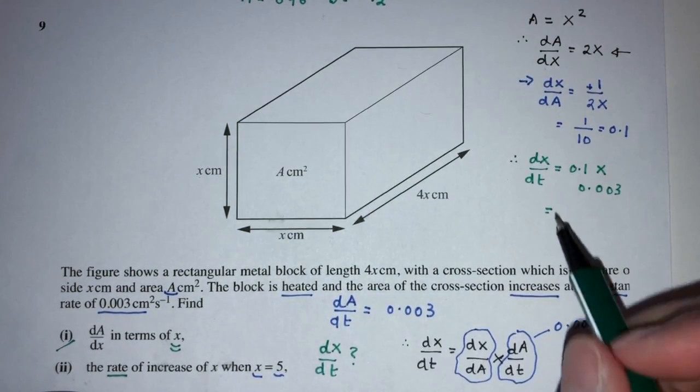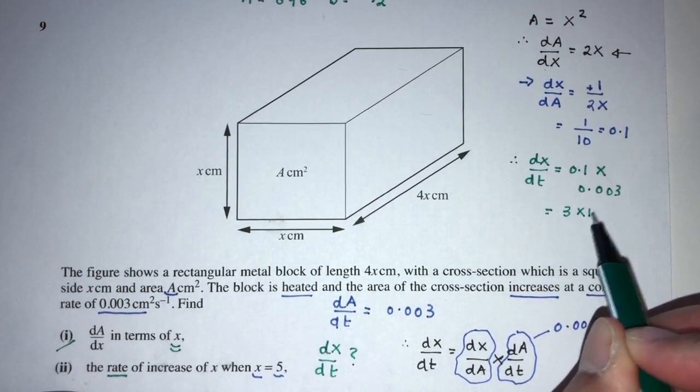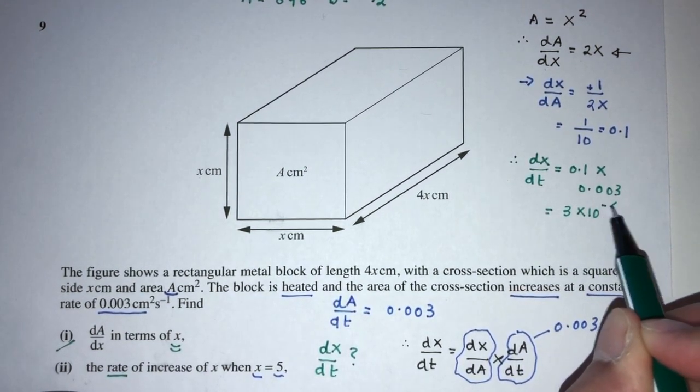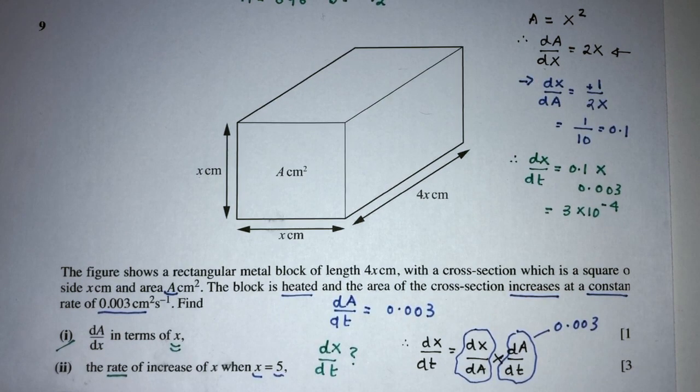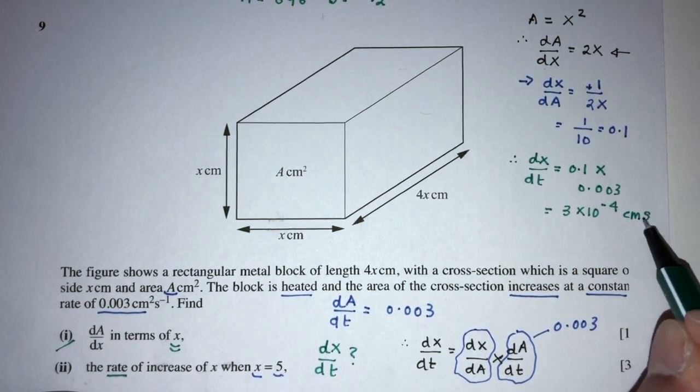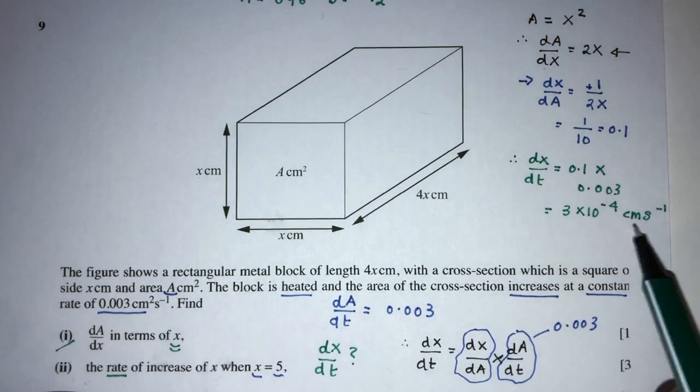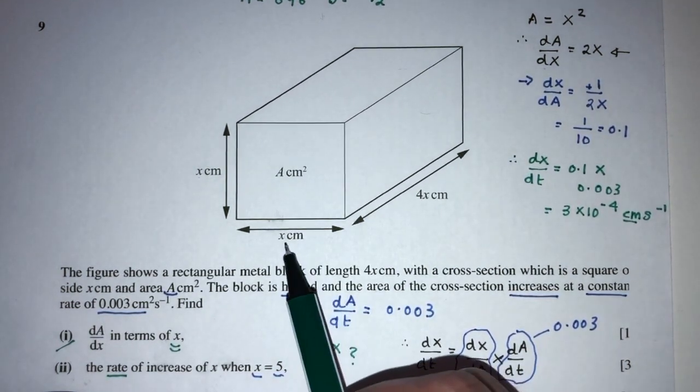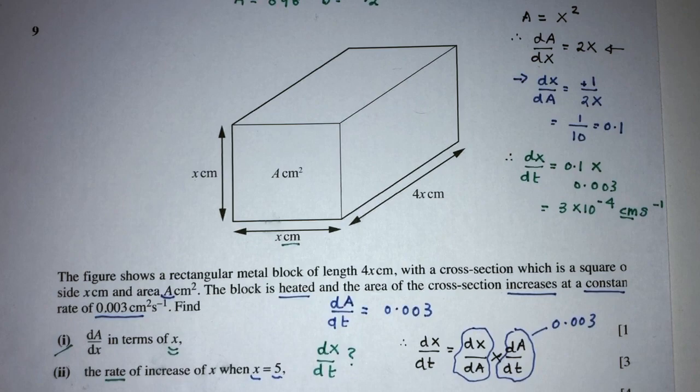That will be 3 times 10 to the power minus 4. And x is the side, so the unit will be centimeters per second, because this is the unit of the side, x. That will be question part 2.